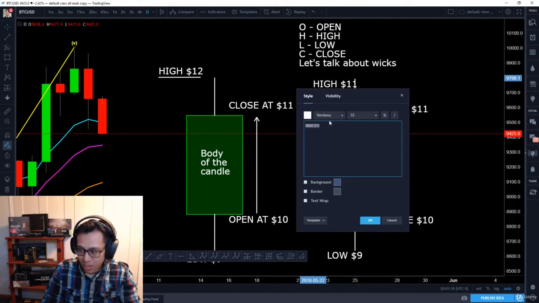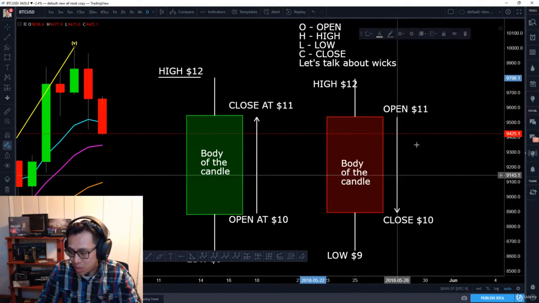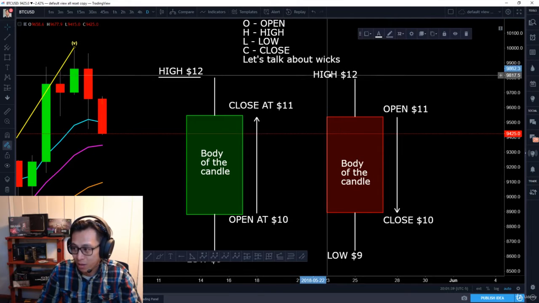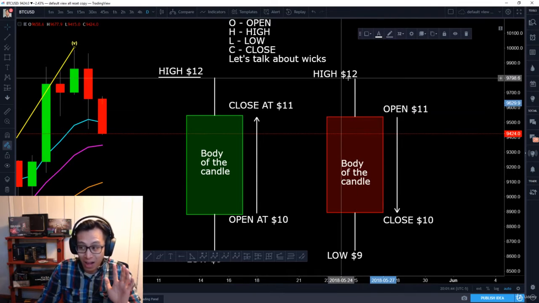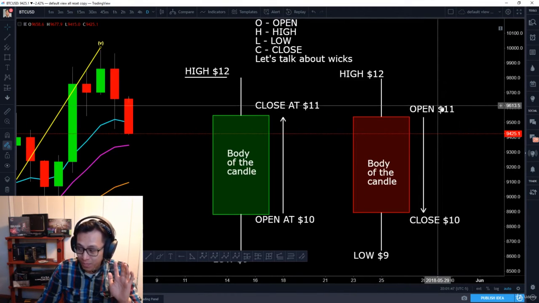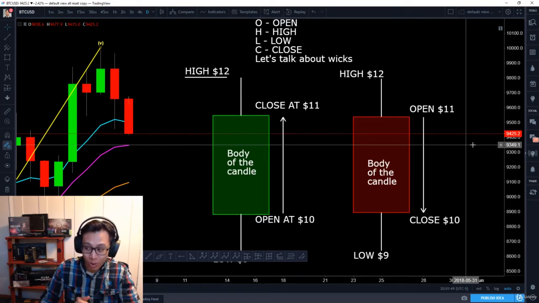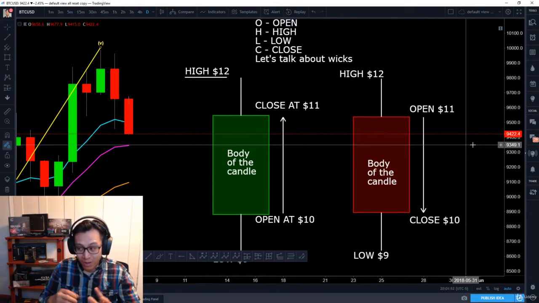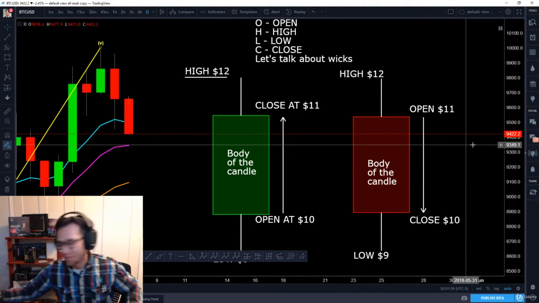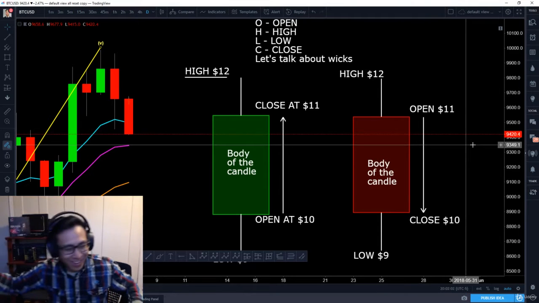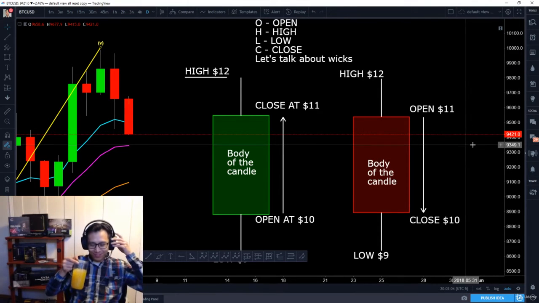I'll give you guys a few seconds to think about what this scenario could actually mean, okay? So let's think about this together, where we now have a high of $12, an open of $11, a close of $10, and a low of $9. I'll give you guys 30 seconds while I have a sip of my peach mango drink right here to think about what circumstance could give us that.